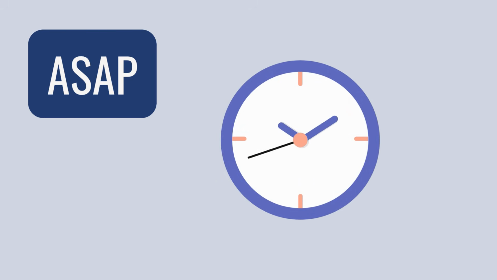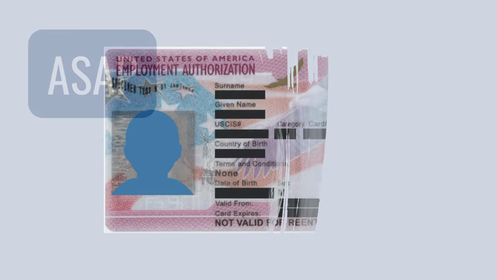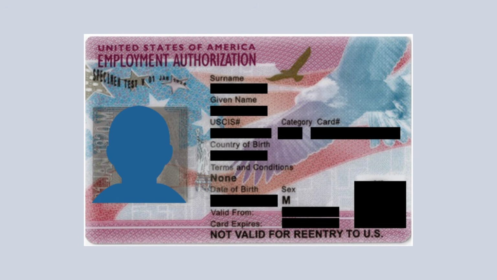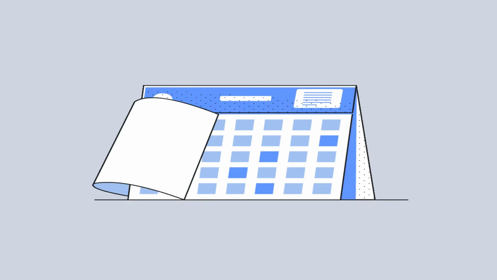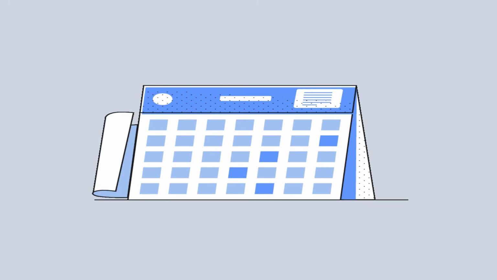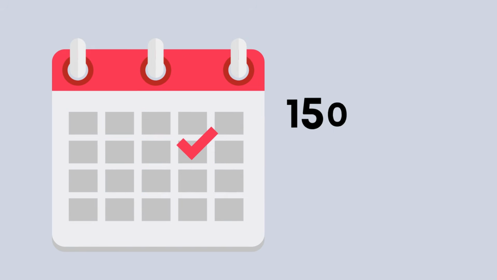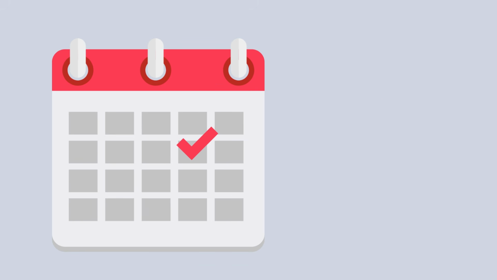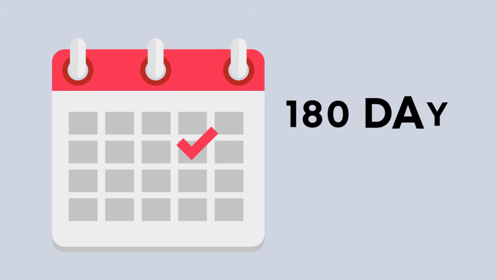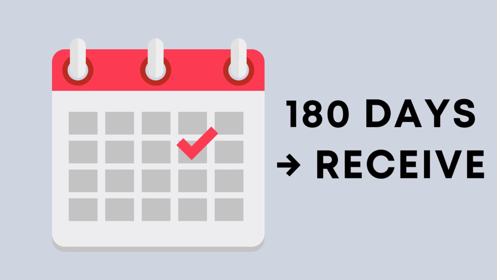This video is about the asylum clock, which determines when an asylum seeker can apply for their first work permit. First, what is the asylum clock? The asylum clock tracks the number of days since you submitted your asylum application. When you have 150 days on your clock, you can generally apply for a work permit. When you have 180 days on your clock, you can receive a work permit.